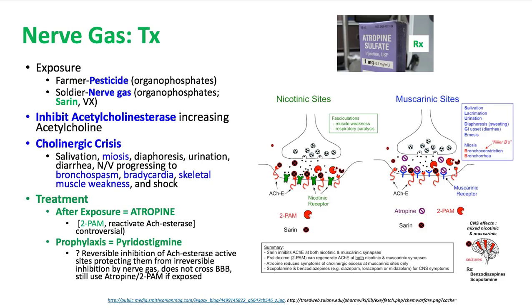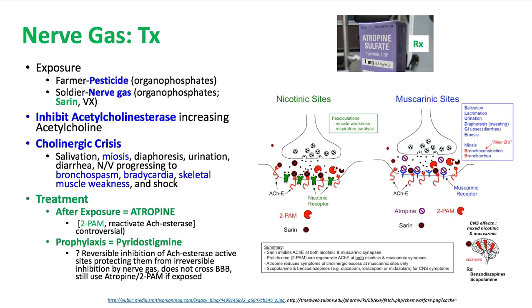Last slide. A key word is nerve gas treatment, and classically the farmer who's exposed to a pesticide, organophosphates, or a soldier in the field who's exposed to a nerve gas like sarin is the patients that will have toxicity from these drugs that inhibit acetylcholinesterase. So if you have a nerve gas like sarin that is inhibiting acetylcholinesterase, you're going to build up acetylcholine.